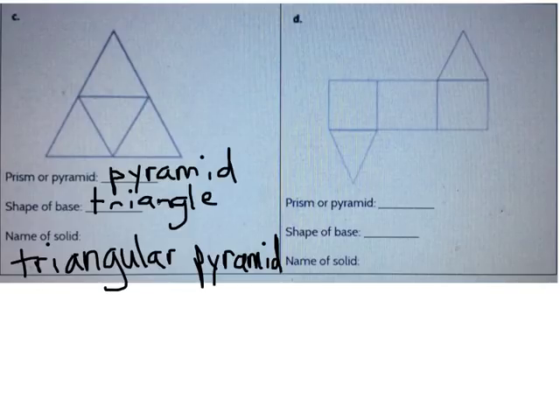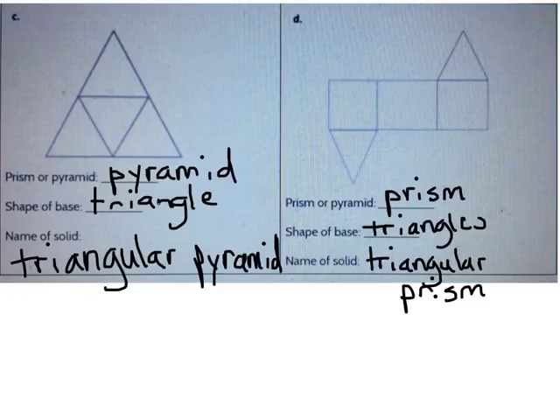Now let's name our last figure. Is D a prism or pyramid? It's a prism. It has mostly rectangular faces. What's the shape of the base? The bases are triangles. So what's the name of the solid? That's a triangular prism.